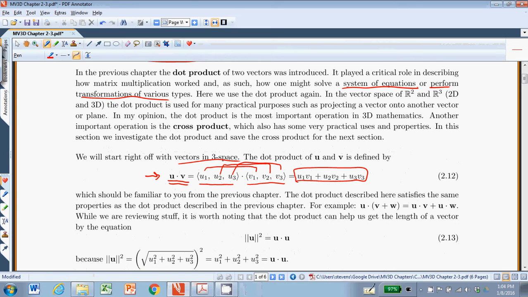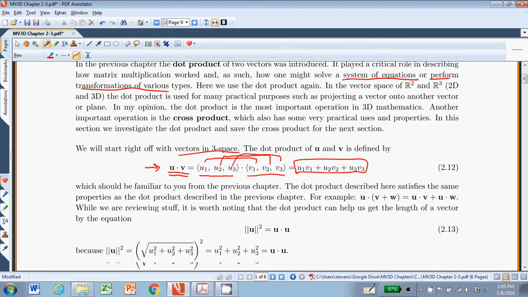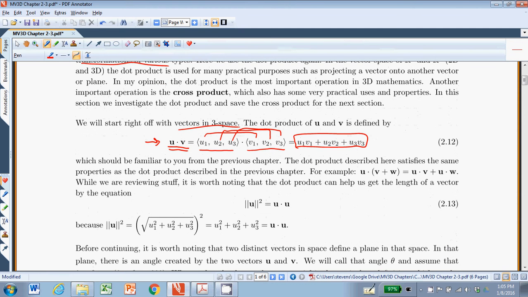And what you should notice, as we did back in Chapter 1, is that when you take these two vectors and do the dot product, you actually get a scalar, a single number. That's why it is often called the scalar product. The dot product as defined here is exactly the same as it was in Chapter 1, and it satisfies all the properties that we covered in Chapter 1. For example, the dot product distributes across vector addition.